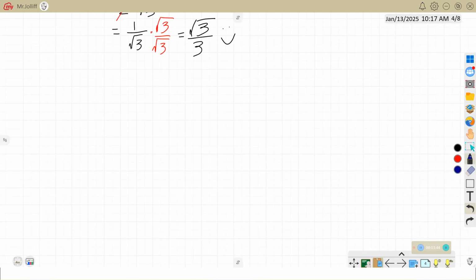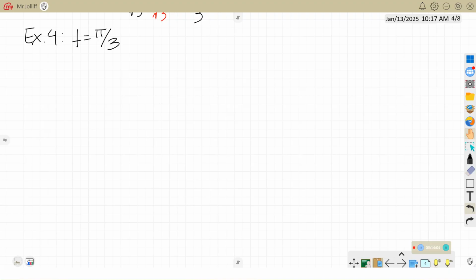Same process. I'm going to give you an angle measure. So this time we want our angle to be pi over 3. T is pi over 3. I want you to find the value of all 6 trig functions at pi over 3. A couple minutes in your small groups. I'm going to call on some people to help me with it.